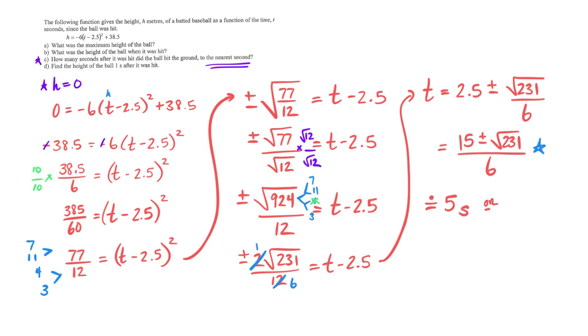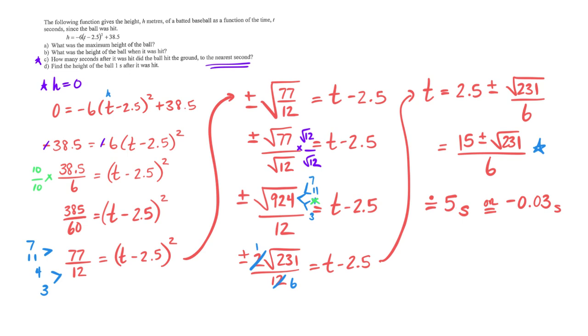But I also get another case. If I calculated my 15 minus root 231 all over 6, I'm going to get a negative 0.03 seconds. Now, there's a couple things to consider in this problem. First off, you just solved for t and you found a negative value. That is a negative time. Well, we can't have negative times, and so I would rule that out.